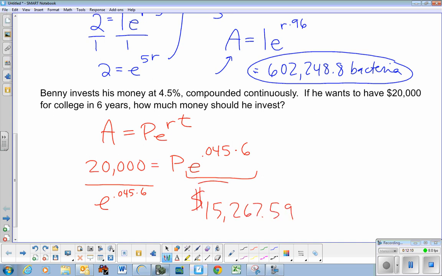I mean, we make money in the bank, but in 6 years, you're not going to make a fortune. So if you put a little over 15,000 in the bank, you'll have 20,000 6 years later. So you made almost 5,000 for doing nothing.